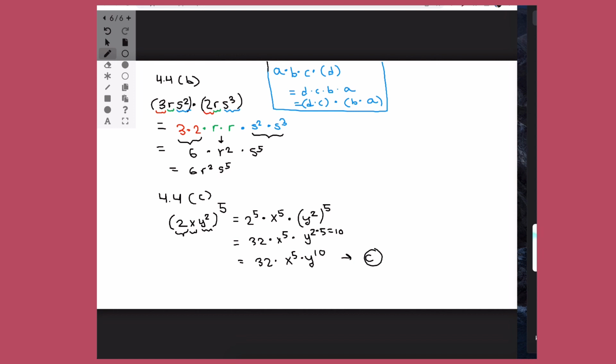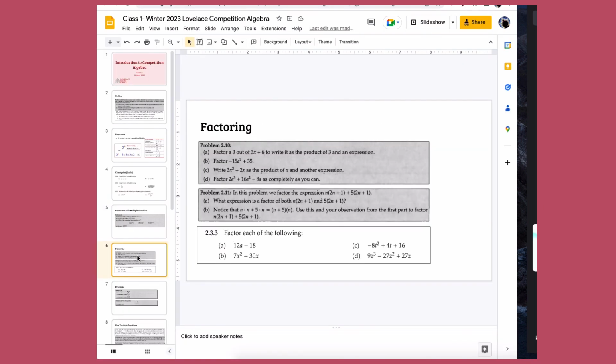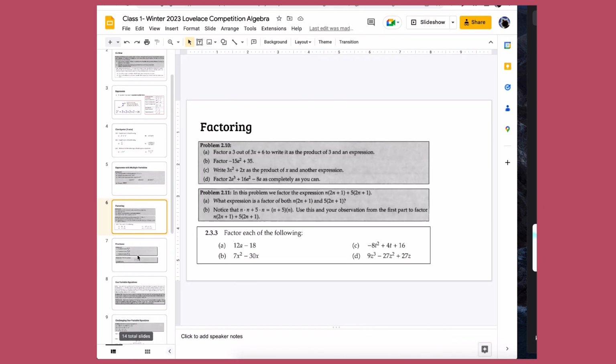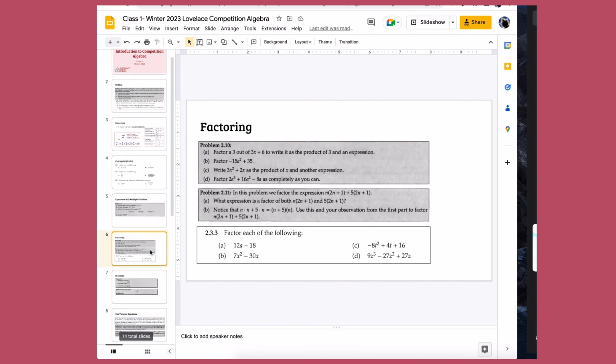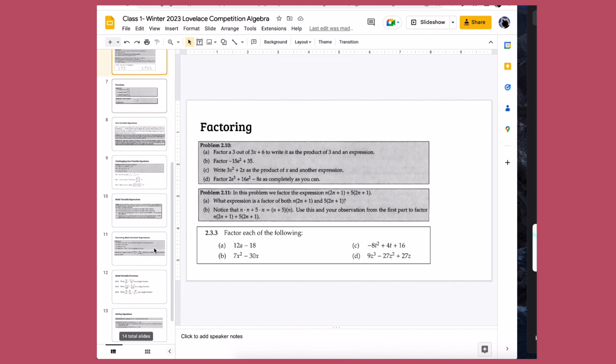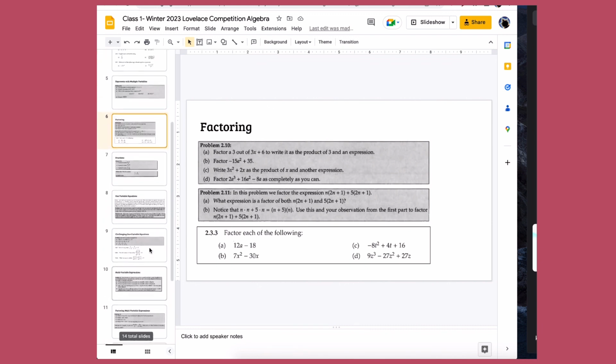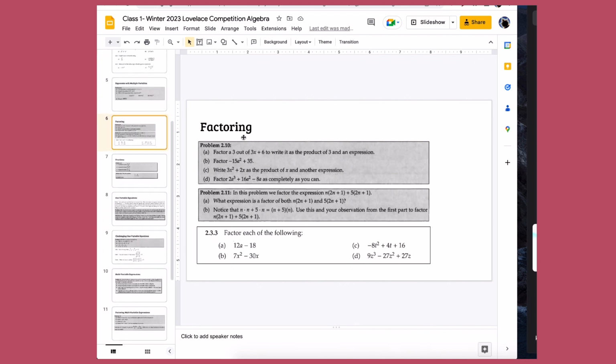Okay, so does anyone have any questions on these two problems? Okay, I think we're running severely low on time, so we'll be continuing with this unit in the next class. But for now, we're going to move on to something different from exponents, and this is factoring.